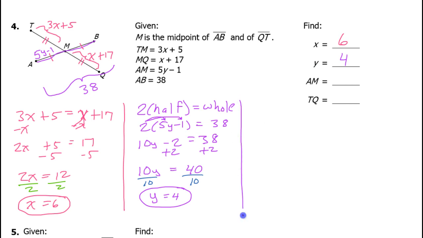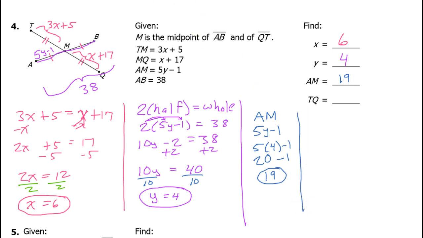Okay, so that was another thing that we were supposed to find. Now, how about AM? Okay, AM, here, let me just write this down. So we're supposed to find AM, but AM is 5y minus 1. And we know what y is, so now that's going to be 5 times 4 minus 1. So that'll be 20 minus 1, so that'll be 19. So AM is 19.